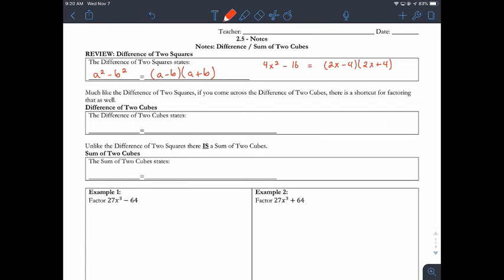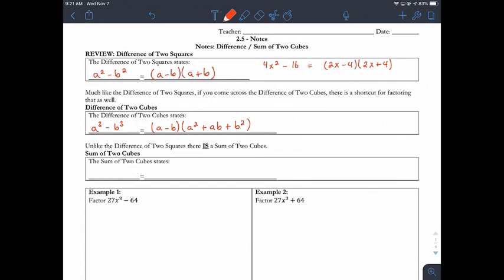Very simple, very easy. Much like the difference of two squares, if you come across the difference of two cubes, there is a shortcut for factoring that as well. Difference of two cubes states that a cubed minus b cubed is equal to a minus b multiplied by a squared plus ab plus b squared.